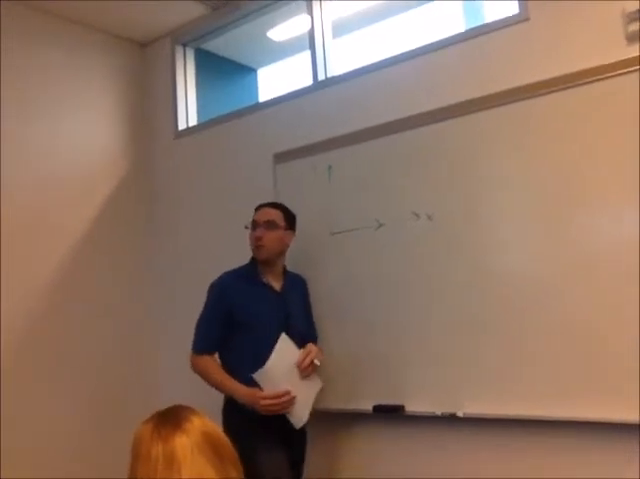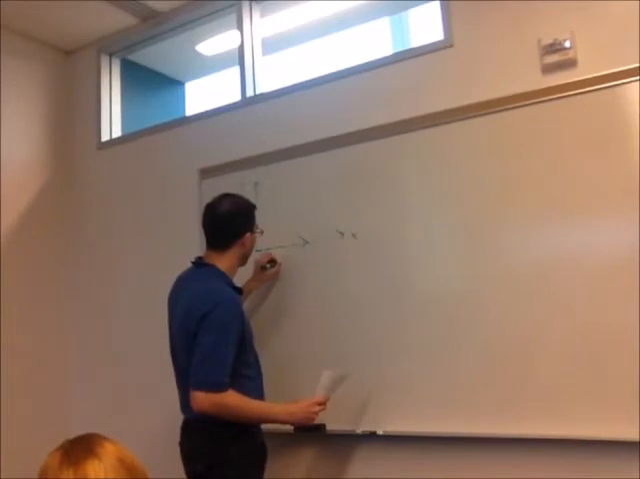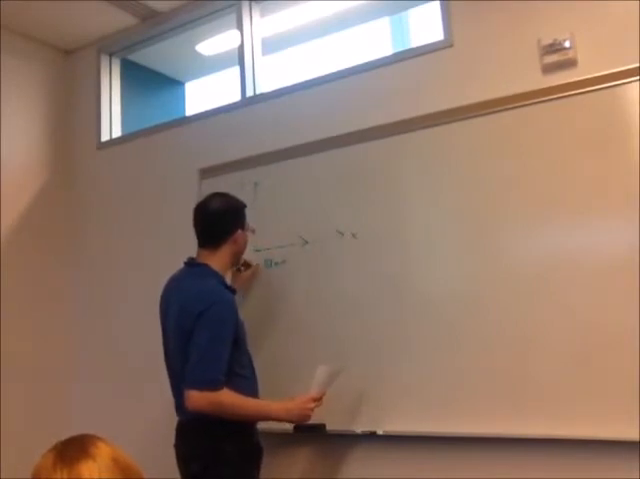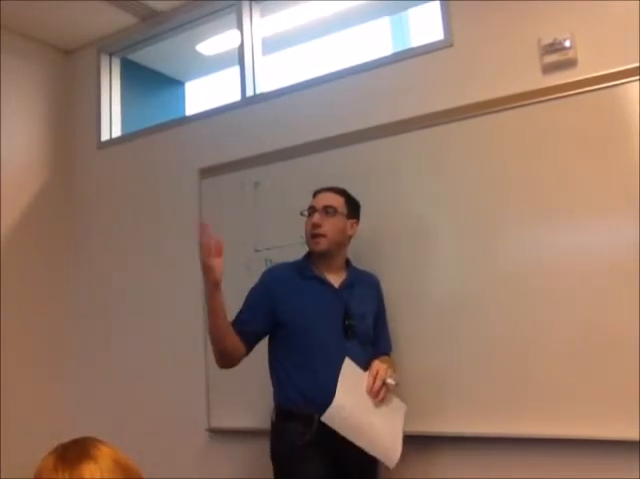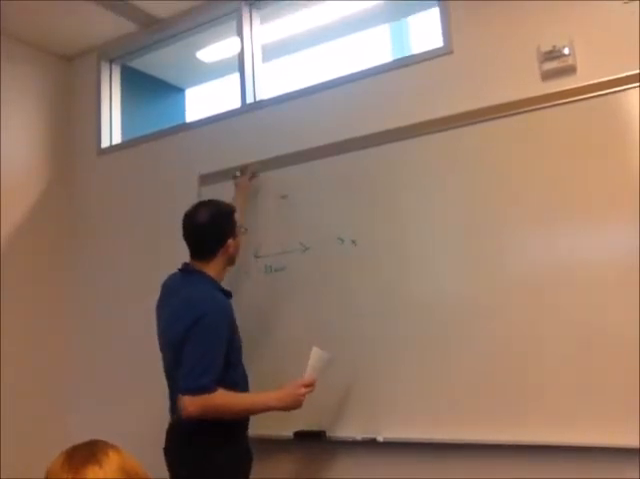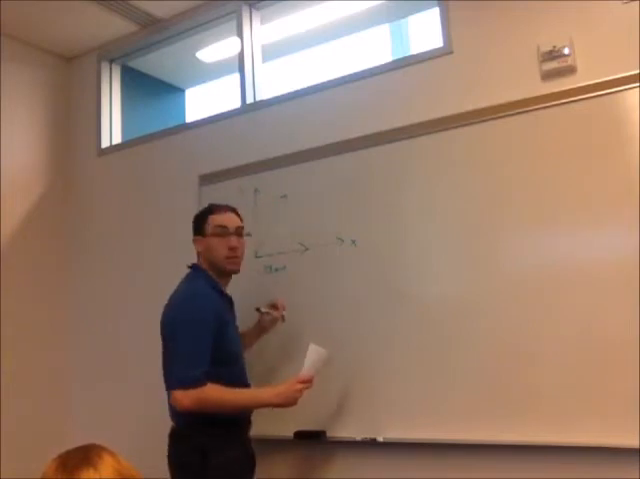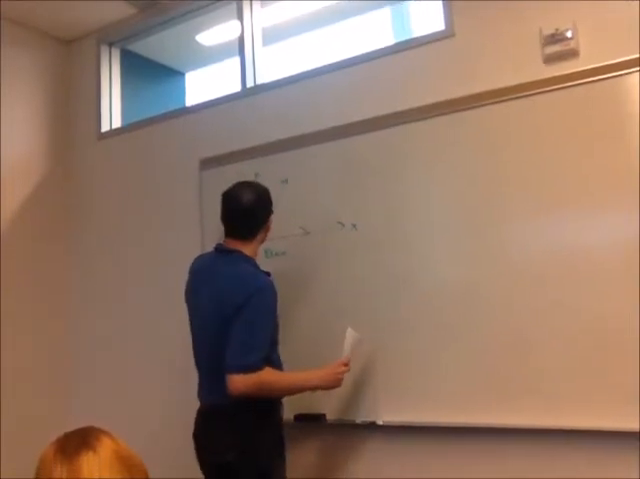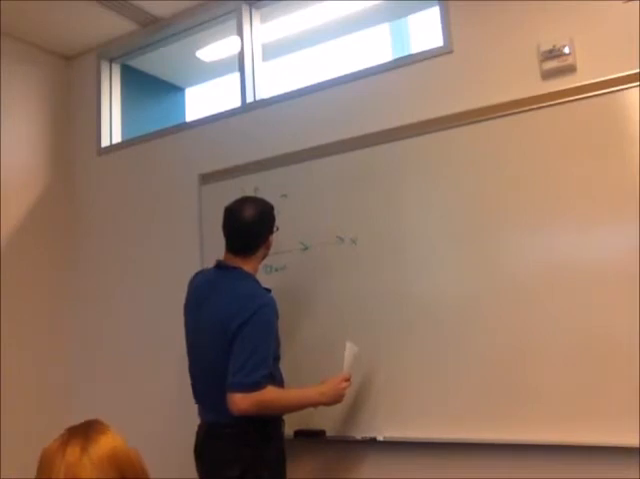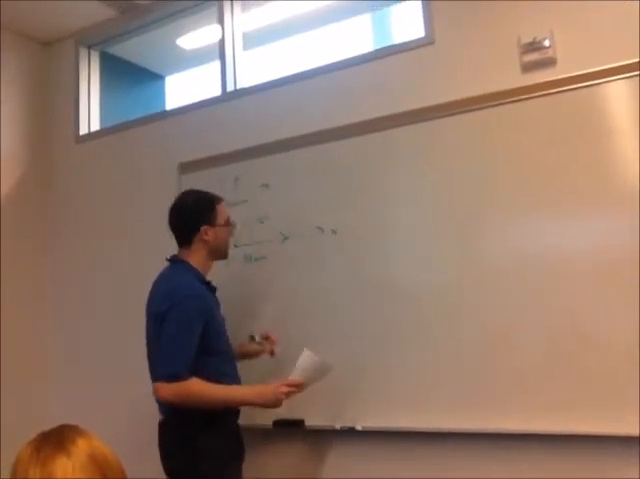So this is my 101 millimeter vector. I'll call that F1. And then I have the 183 millimeter vector, which I'll call F2. And that is at 55 degrees from the horizontal.